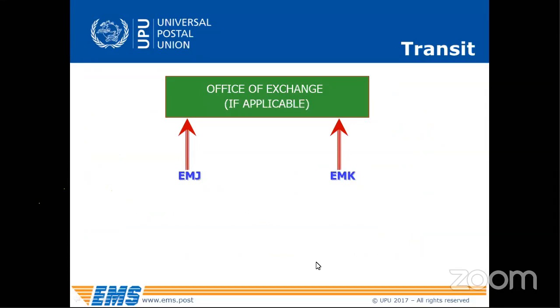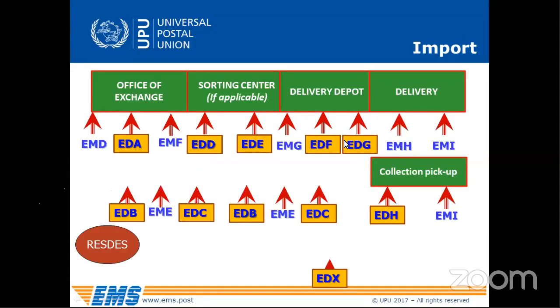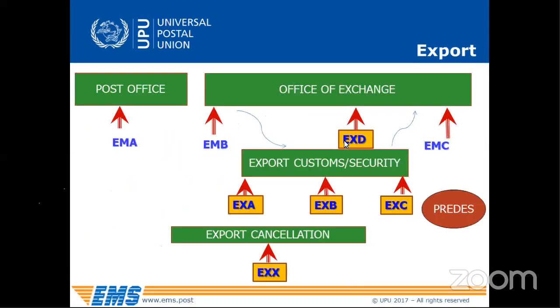See, that is the pictorial picture of what I just explained to you. EMJ and EMK, office of exchange. The EMJ is when we arrive, we accept the item. When we dispatch it, it's on K. Look at this picture again. If you compare it to the first one I showed you, this one talks about export events, where we have post office. At post office, only one event will be keyed. At office of exchange, we key in two major events, B and C.